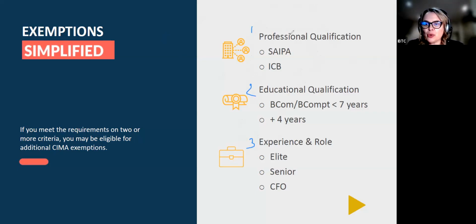One is your professional qualification. It's where you apply for exemption based on your membership with CIPA or CICA or ACCA or ICB. Then exemptions are based on your educational qualification. It's where you apply for your exemptions based on your diploma or your degree. For instance, you've got a BCom or a BCompt.